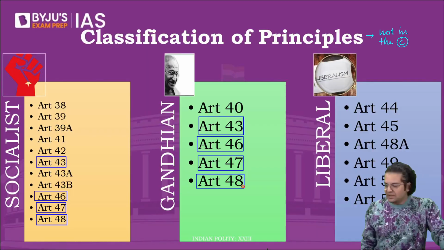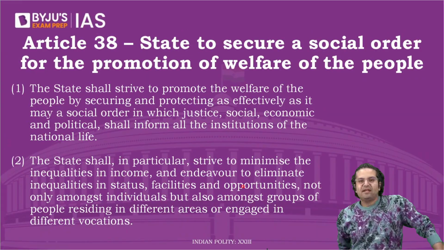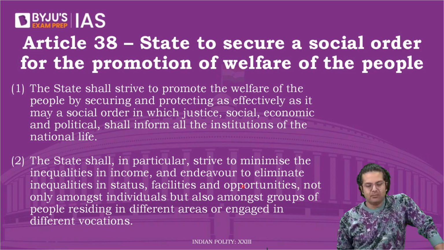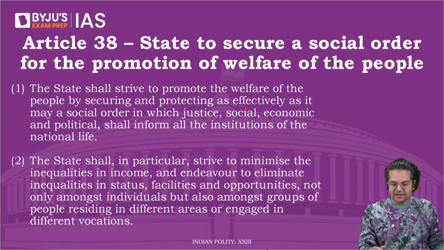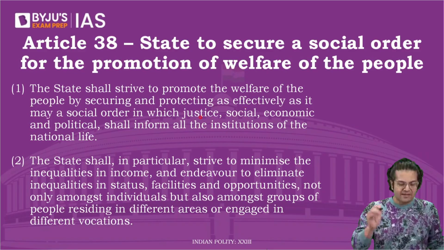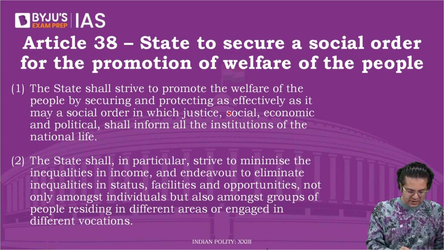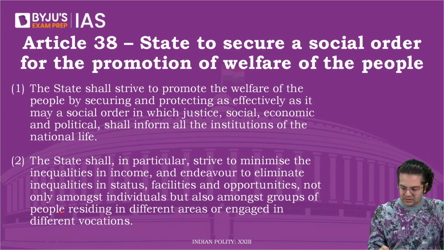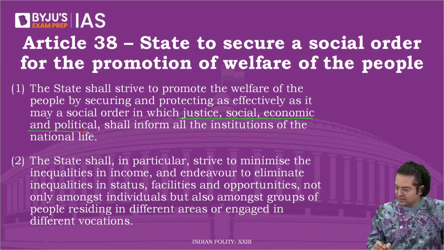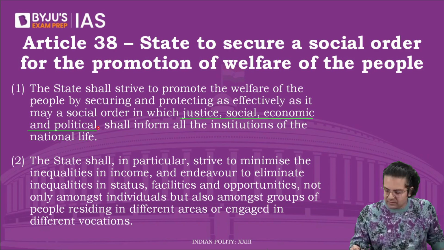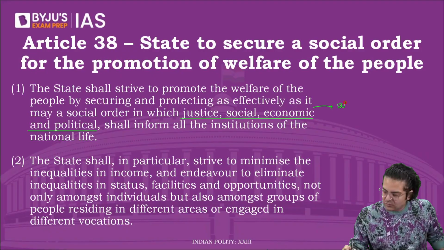Now, let's start with Article 38. State to secure a social order for the promotion of welfare of its people. The state shall strive to promote welfare of its people by securing and protecting as effectively as it may a social order in which justice will prevail. Social justice, economic justice, and political justice. And let me tell you, this phrase that you see here is also in the preamble.